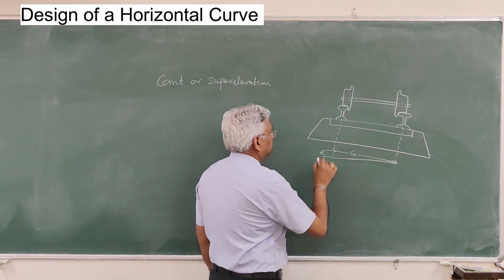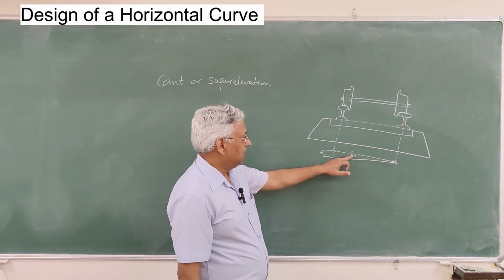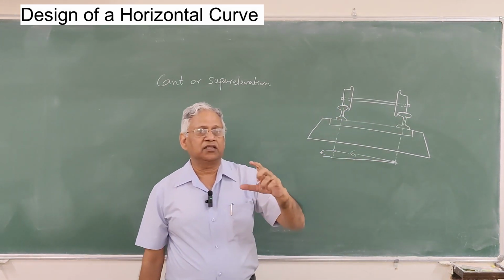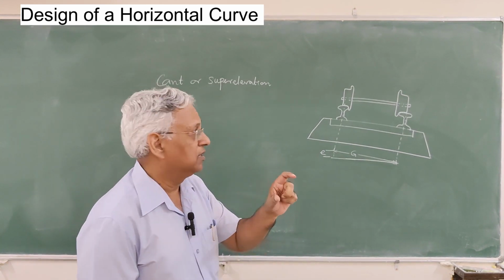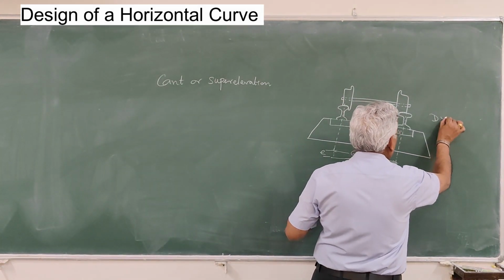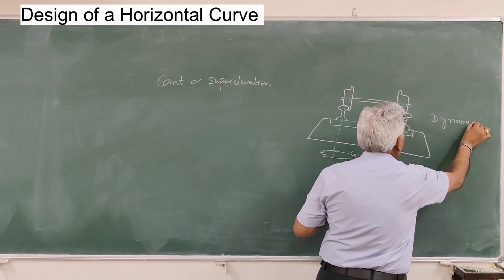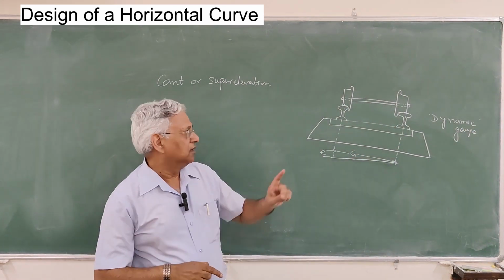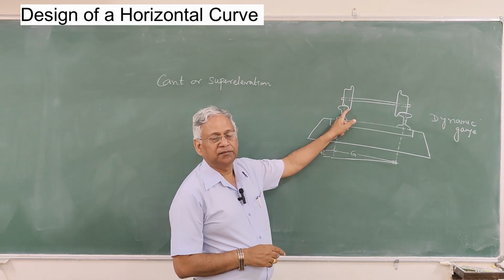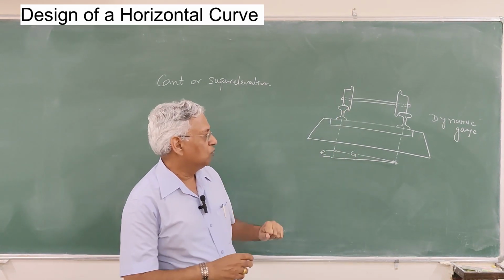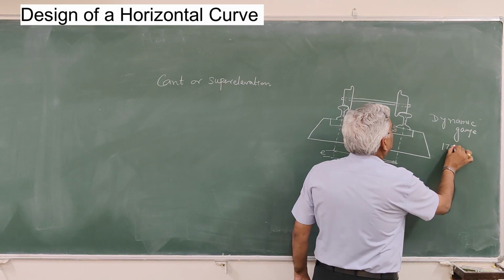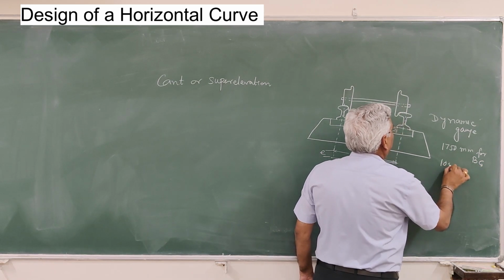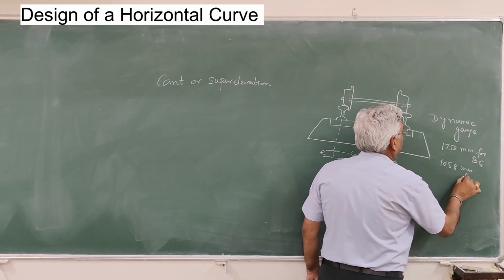let us say E. Now here this gauge is taken from center line to center line of two rails, and that is why it is not the regular gauge but it is called the dynamic gauge. Dynamic gauge is the track gauge plus width of the rail head, and this is 1750 millimeter for broad gauge and 1058 millimeter for meter gauge.